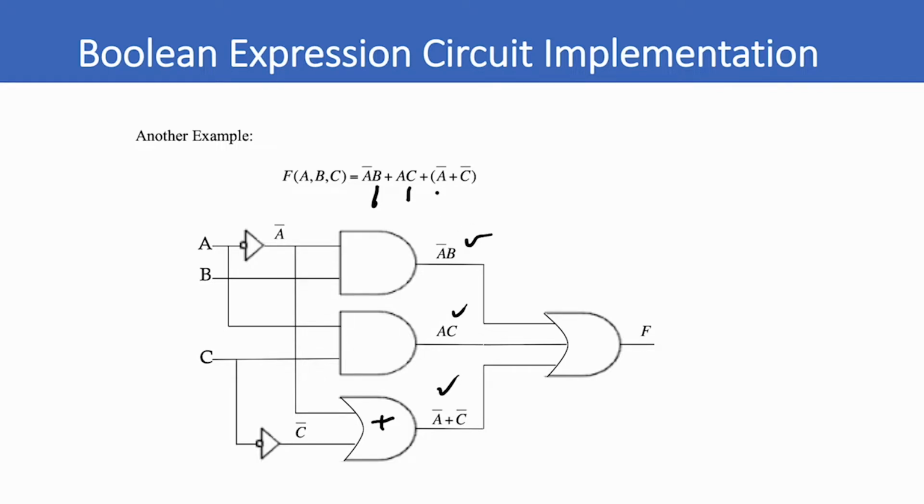So what do we do with these three terms? Well, we sum them together: A bar B plus AC plus bracket A bar plus C bar. So we sum them together with this gate right here, and it equals the function. So again, this is the logic implementation of this Boolean expression right here.